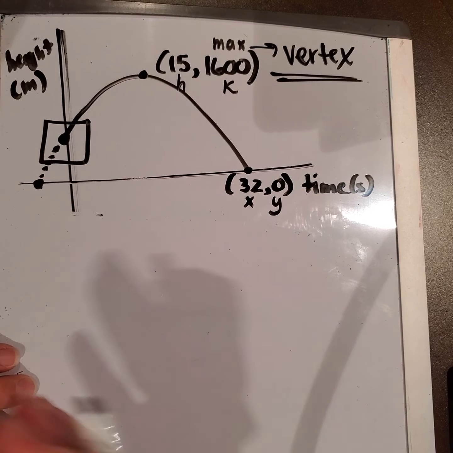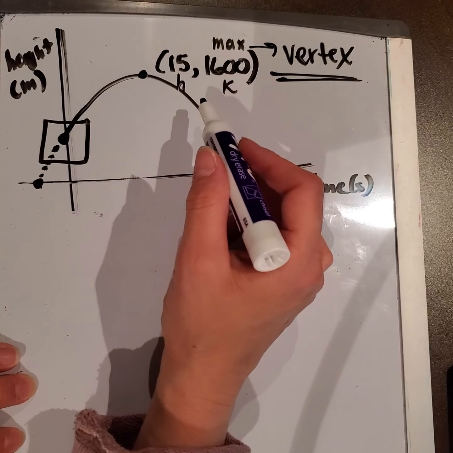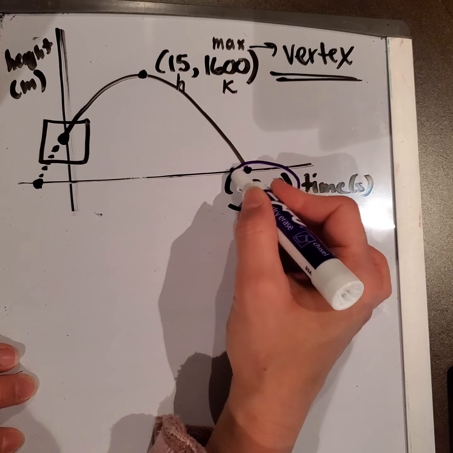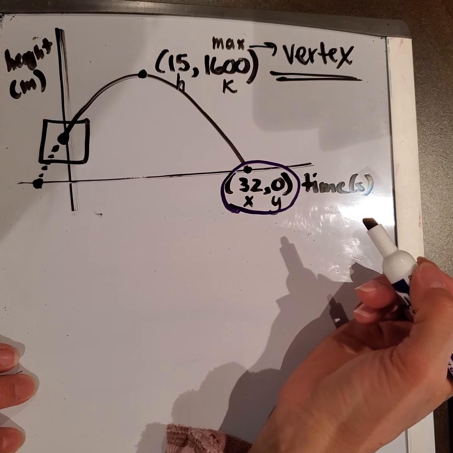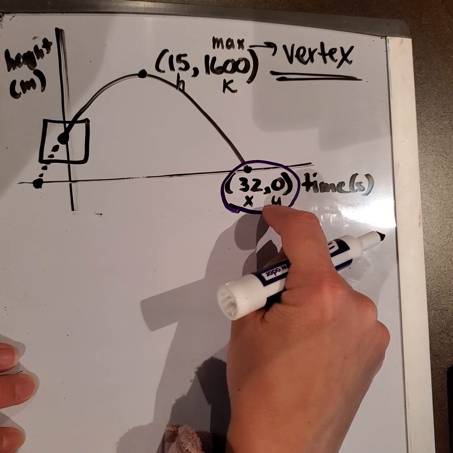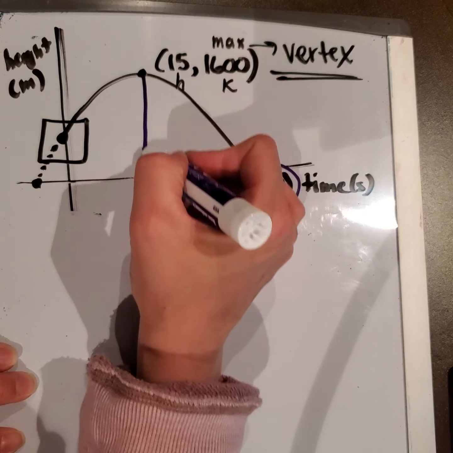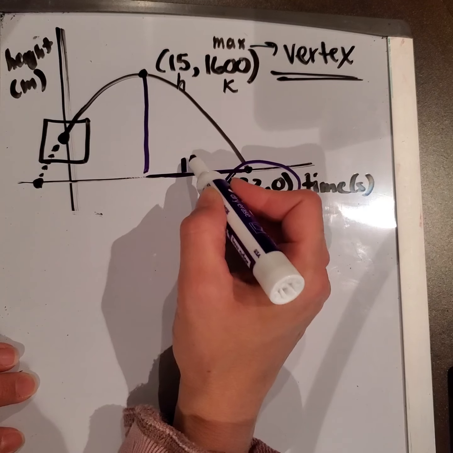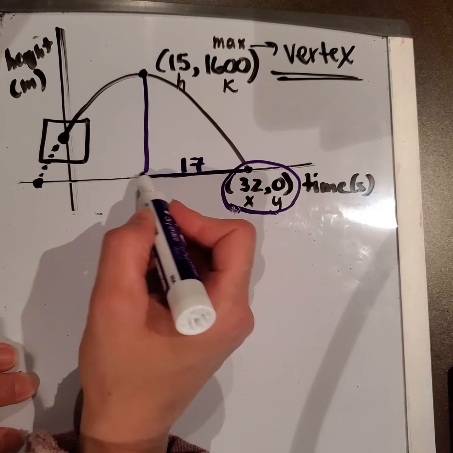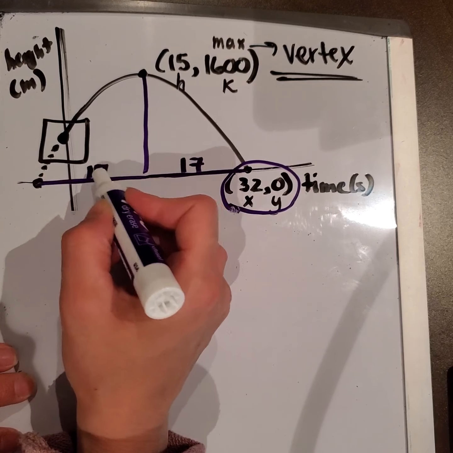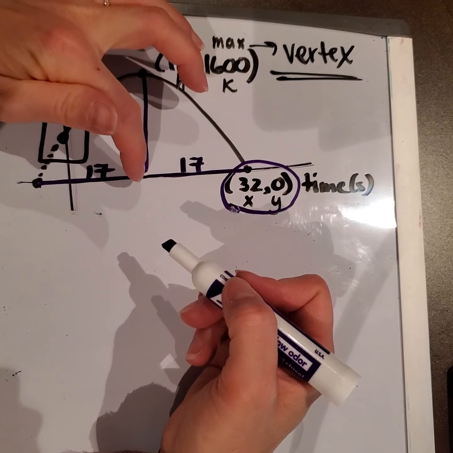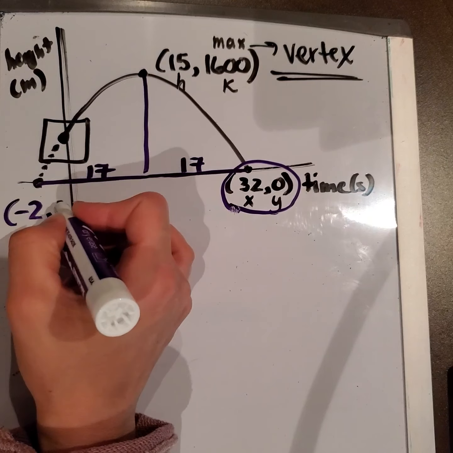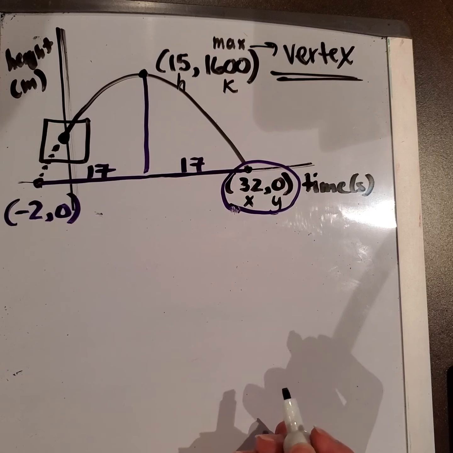When we first mapped this out, when they gave us the vertex, it made sense to use vertex form, but we absolutely can use factored form. We just need the zeros. Right now, we only have one of the zeros. We know that parabolas are symmetrical. The distance from here to here is 17, which means the distance from here to here must also be 17. If I'm hanging out at 15 and I go 17 to the left, this ordered pair is negative 2, 0. And now I'm in business.